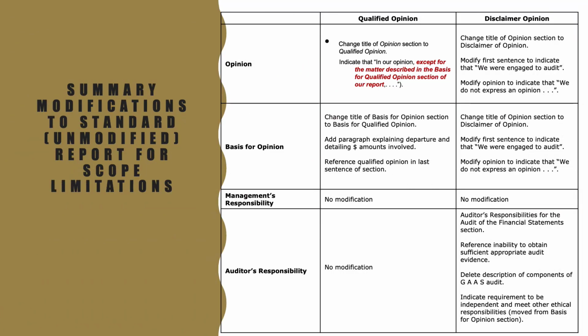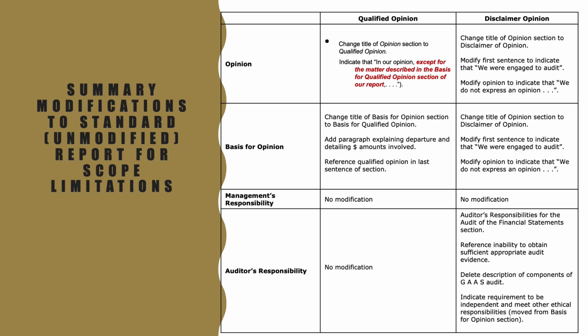When the auditor issues a disclaimer of opinion, in place of the standard opinion paragraph, a disclaimer of opinion paragraph is inserted. This paragraph explicitly states that the auditor does not express an opinion on the financial statements. In the basis for opinion, the auditor provides details about the specific reasons or limitations that led to the disclaimer of opinion. It explains the circumstances that prevented the auditor from forming an opinion.